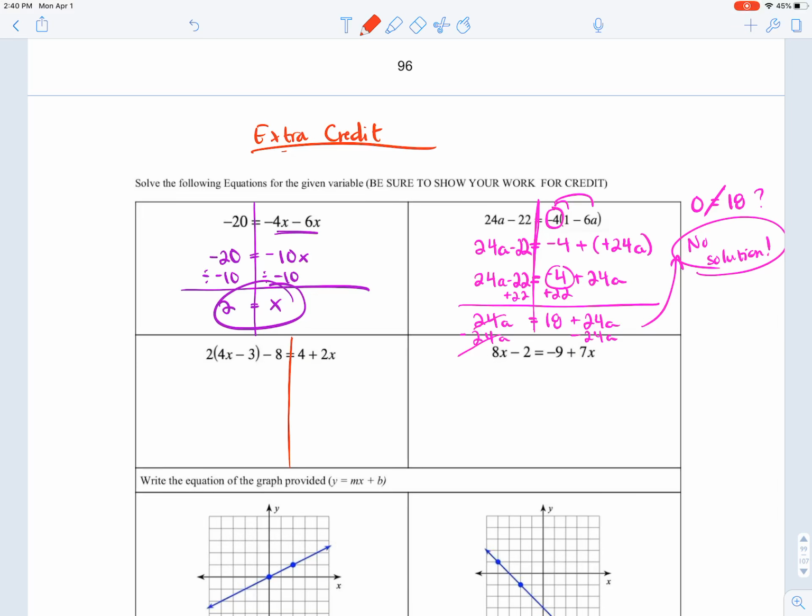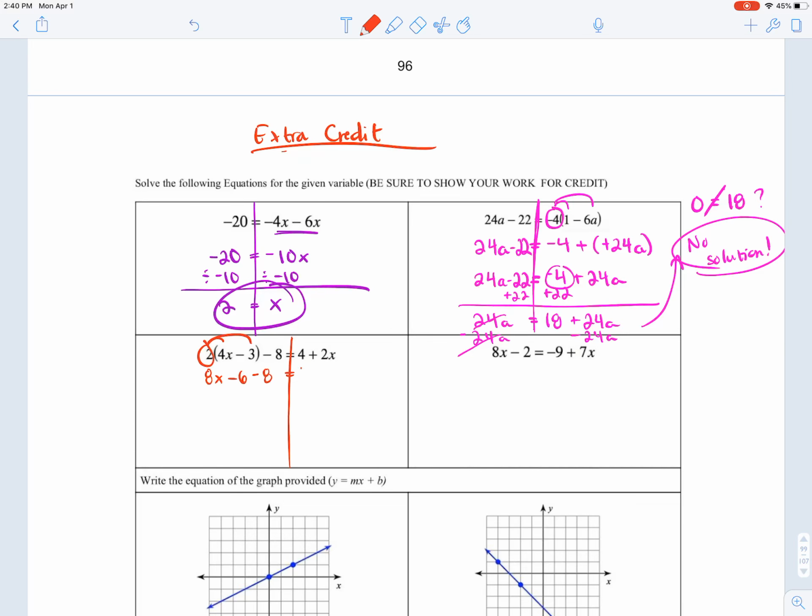So drawing my line through the equal sign there, I'm going to start with any distribution that I can do. I'm going to distribute this 2 to both of those terms. So 2 times 4x is 8x. I'm going to keep the minus sign. 2 times 3 is 6. And then I have the minus 8 there.